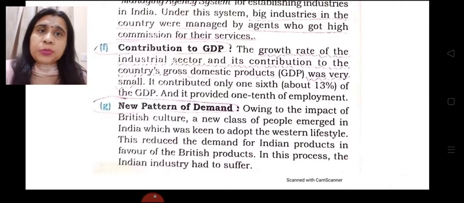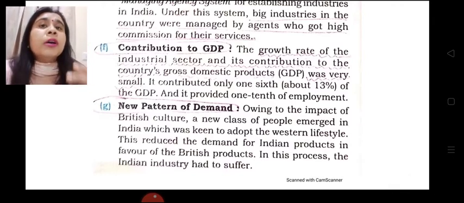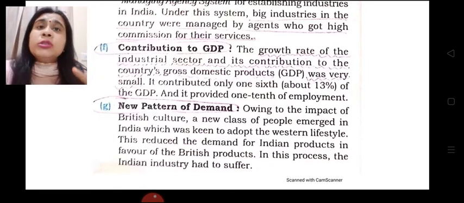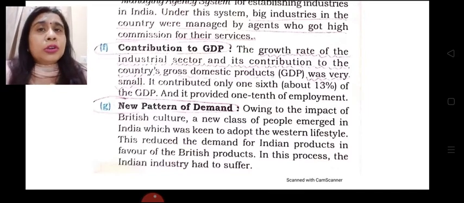Last but not the least, a new pattern of demand was emerging. A group of the population in our nation wanted to adopt Western culture. And in our market, where people previously used to purchase handicrafts, they now started demanding machine-made products which were imported from Britain. So due to all these reasons, the secondary sector also did not flourish.